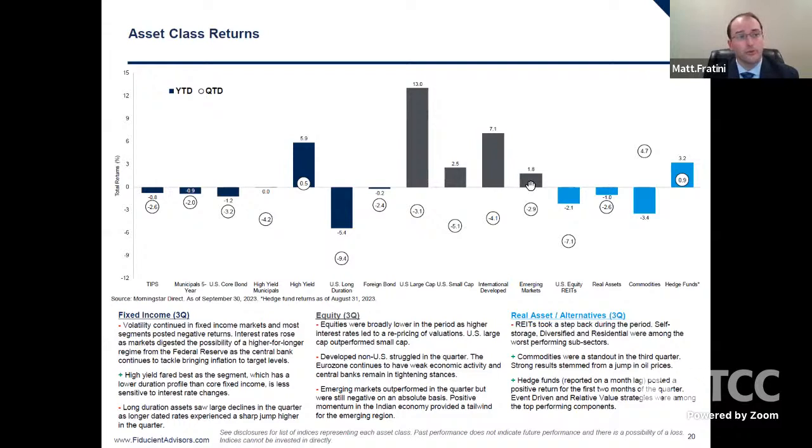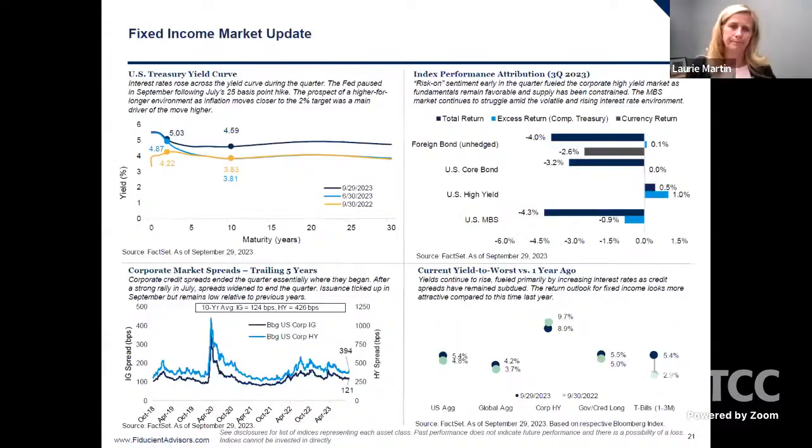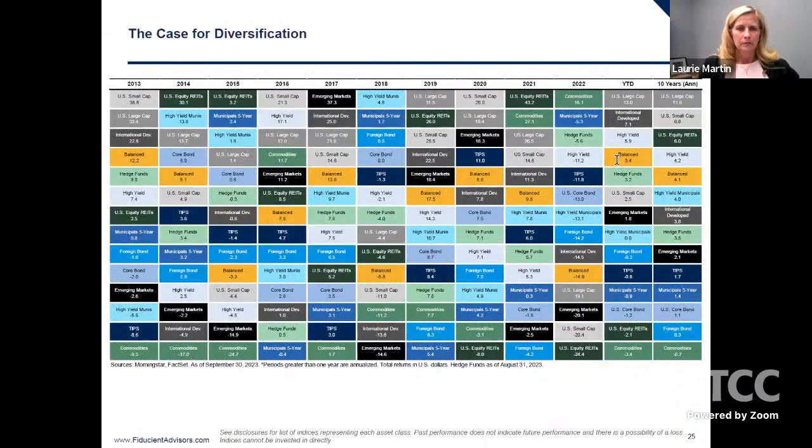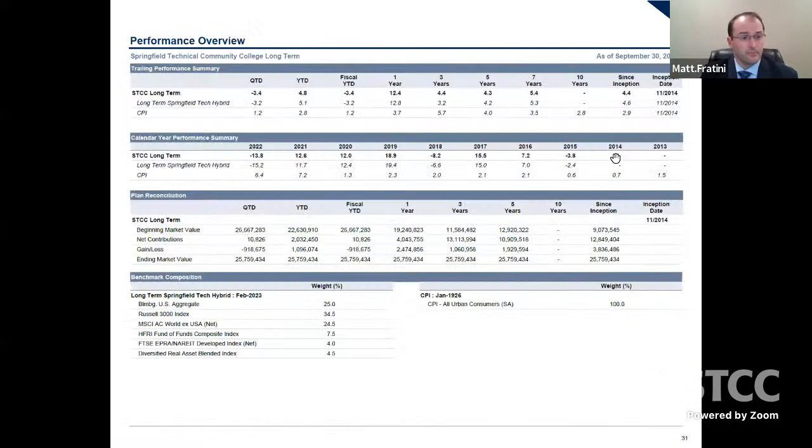The one area for the third quarter that was positive, as you can see here, nice return, is commodities up 4.7%. Really driven by the rally that we saw in oil prices. Any questions about the capital markets before we dive into the portfolio? Nope. Perfect. So looking at page 31, top half, you can see the results for the long-term portfolio.